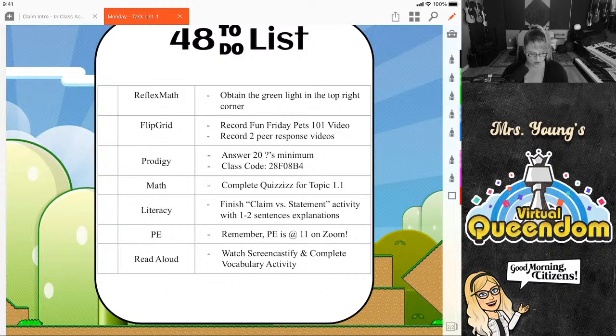We are going to be doing our literacy lesson. We're going to pop into introducing claim.